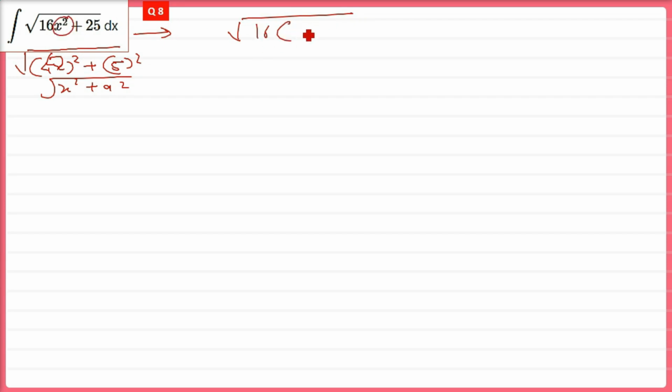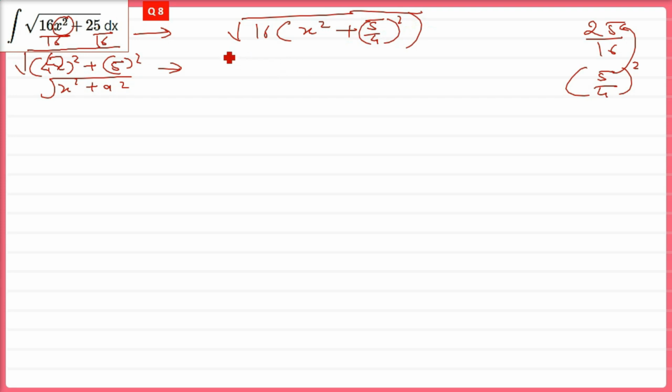So in order to get rid of this 16, I'll take 16 common. And when you take anything common, it is just that division, divided by everything which is inside. So 16 if we take common, x square plus 25 by 16 will come. 25 by 16 can be written as 5 by 4 whole square, 5 5s are 25, 4 4s are 16. So now we can modify this equation in this way: this under root 16 which has come is actually under root a into b form. So I am taking under root a as under root 16, under root b as under root x square plus 5 by 4 whole square.